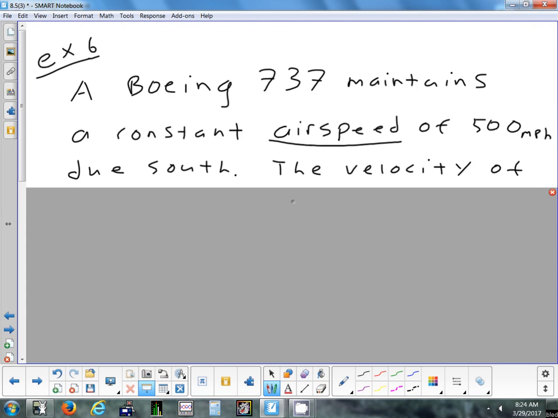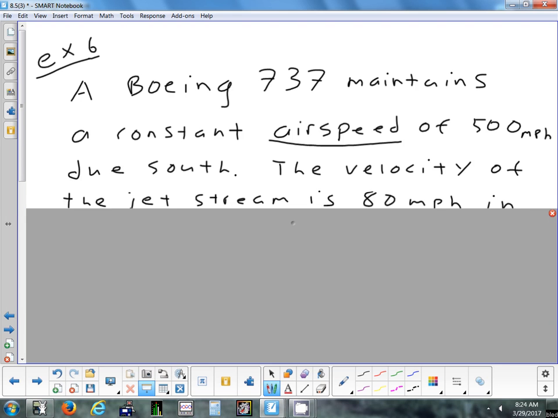So even though the speed of the car is still 50, because that's what the speedometer says, the wind speed is 70, or airspeed. Okay. So any question on the difference between airspeed and ground speed? Okay.